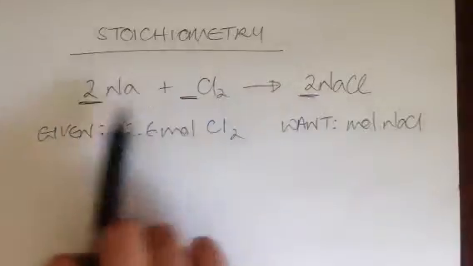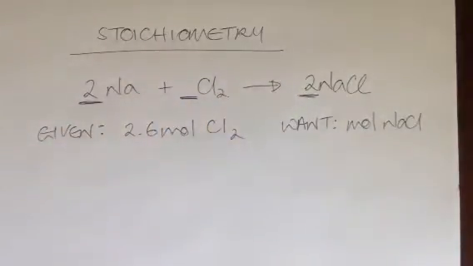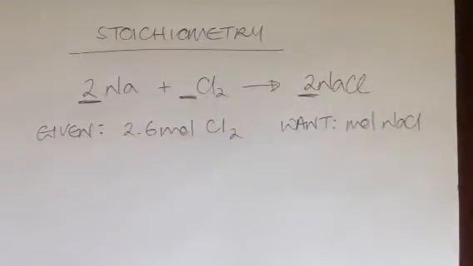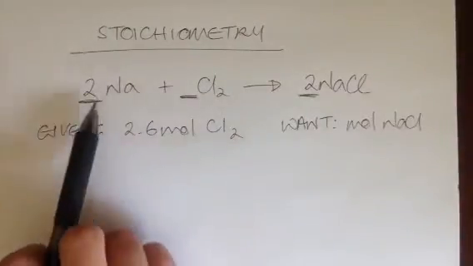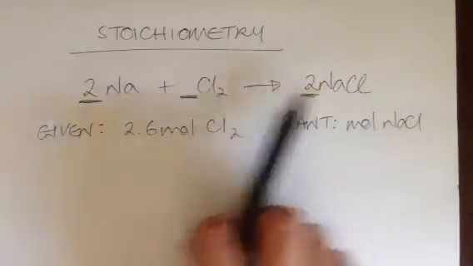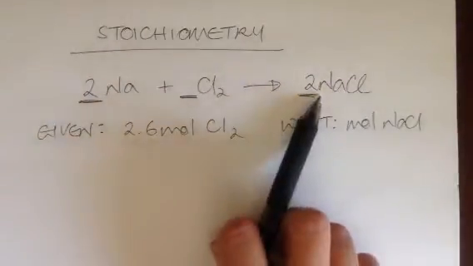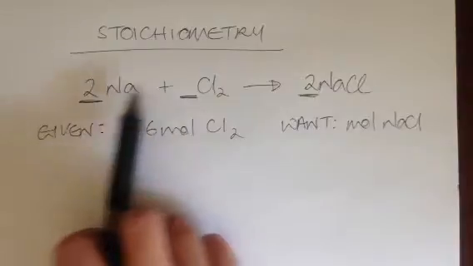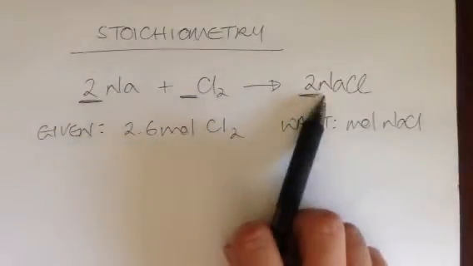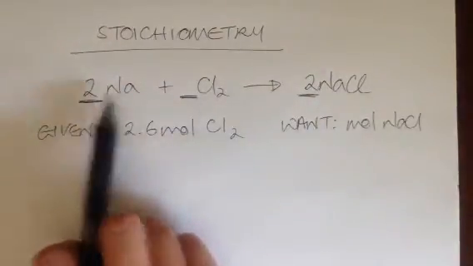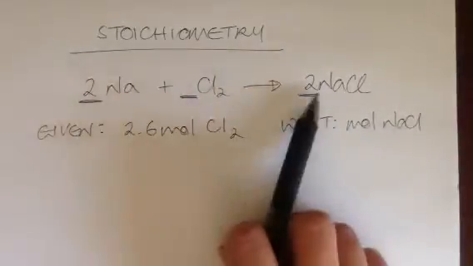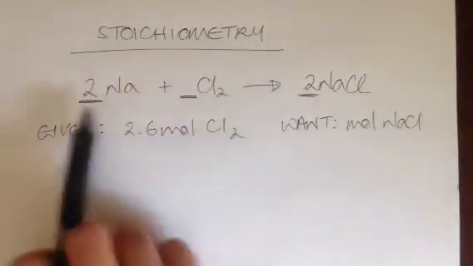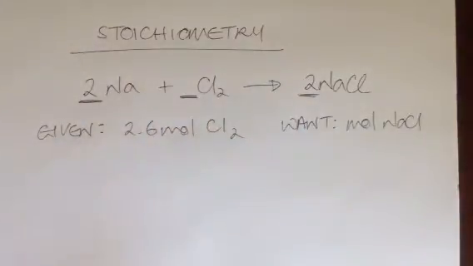So these coefficients are what we call stoichiometric factors. They give us the molar ratio between reactants and between products. And so the relationship between sodium and sodium chloride is a 1-to-1 molar ratio. 2 sodiums form 2 sodium chlorides, so 2 moles of sodium form 2 moles of sodium chloride. And 2 to 2 is the same as 1-to-1, right? So that's a 1-to-1 molar ratio.